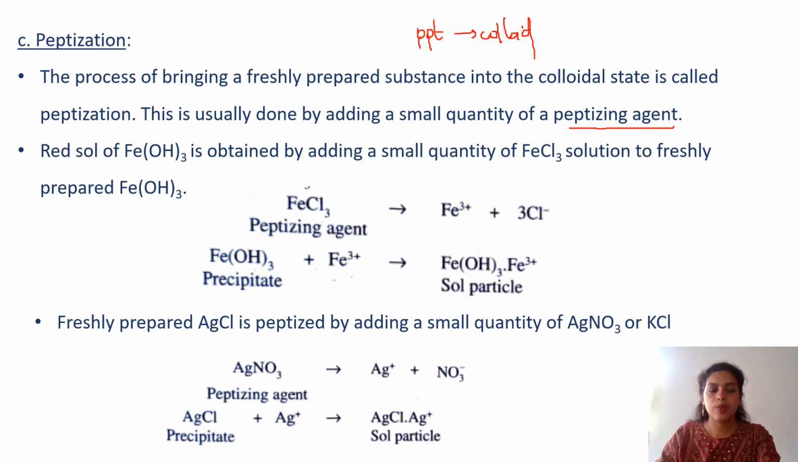For example, we want to prepare a sol of ferric hydroxide. We have the precipitate of ferric hydroxide with us, and we want to convert this precipitate into a colloid of ferric hydroxide. For that we take the peptizing agent ferric chloride, FeCl3. You know the charge separation, Fe3+ and Cl-, right? In the presence of Fe3+, some Fe(OH)3 particles will be adsorbed on Fe3+.